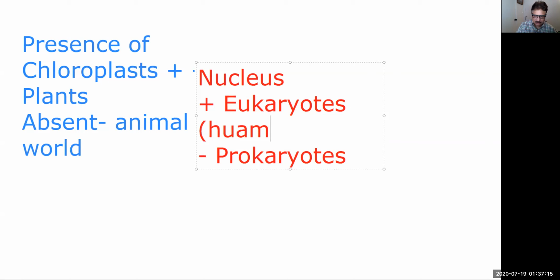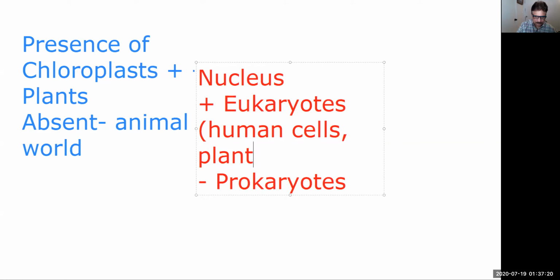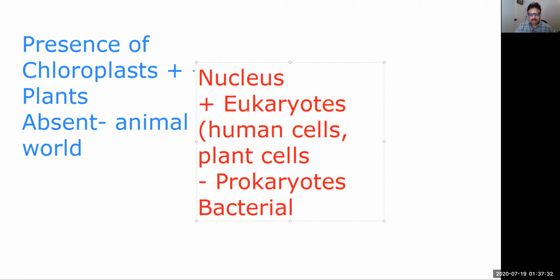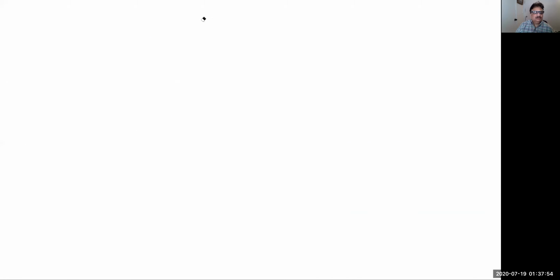So what are the examples of eukaryotes? Such as human cells, plant cells, and an example of prokaryotes will be bacterial cells. So going forward, we are going to look first into prokaryotes. Then we would look into an example of a human cell, and then we could look into a plant cell. So let's look at a bacterial cell.